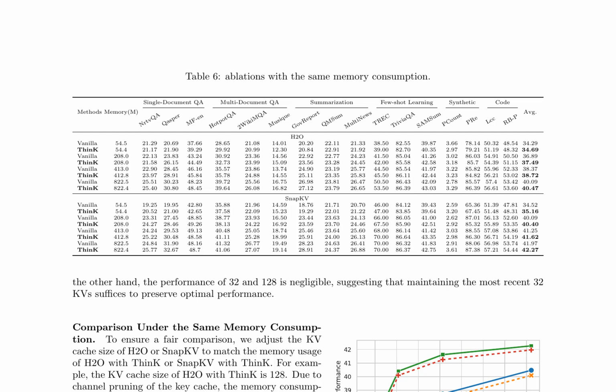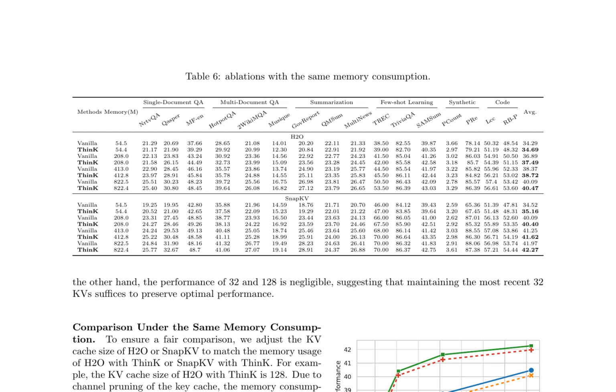The performance of ThinK is compared to H2O and SnapKV under the same memory consumption. The results show that H2O or SnapKV with ThinK deliver superior performance compared to H2O or SnapKV without ThinK while maintaining the same memory usage.